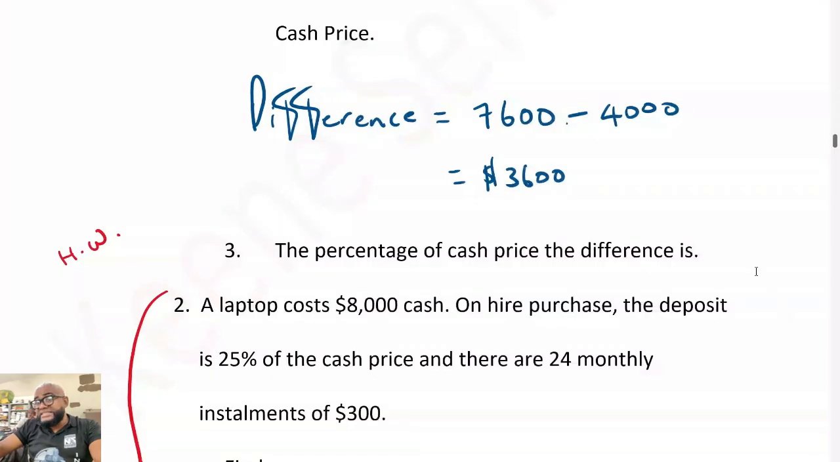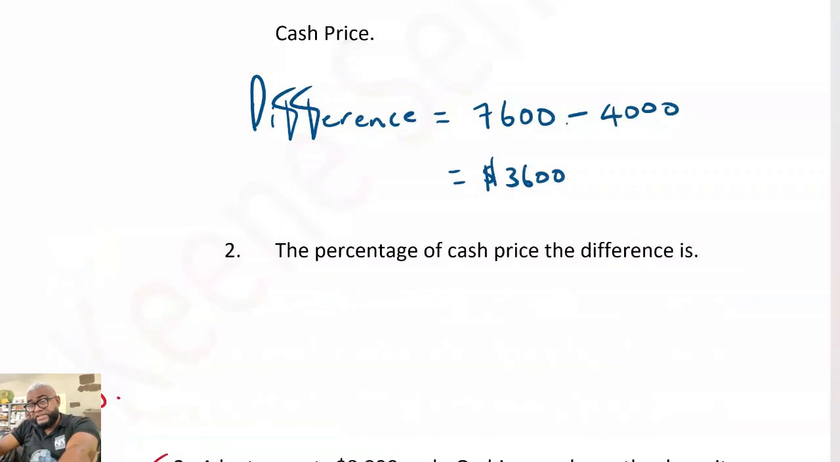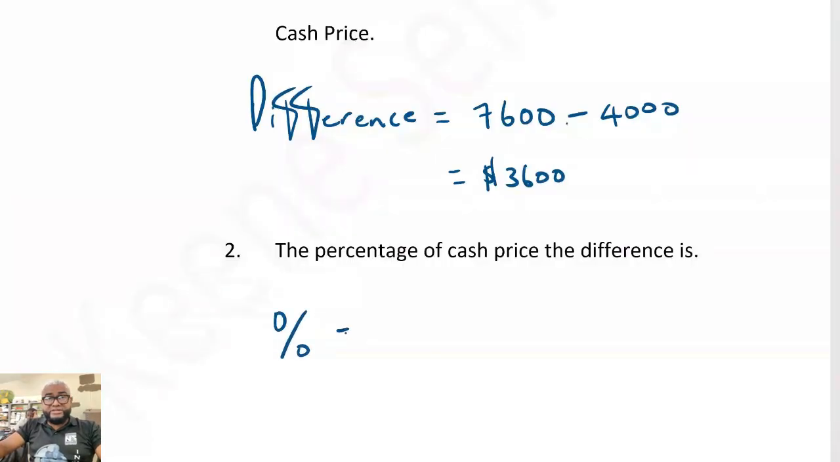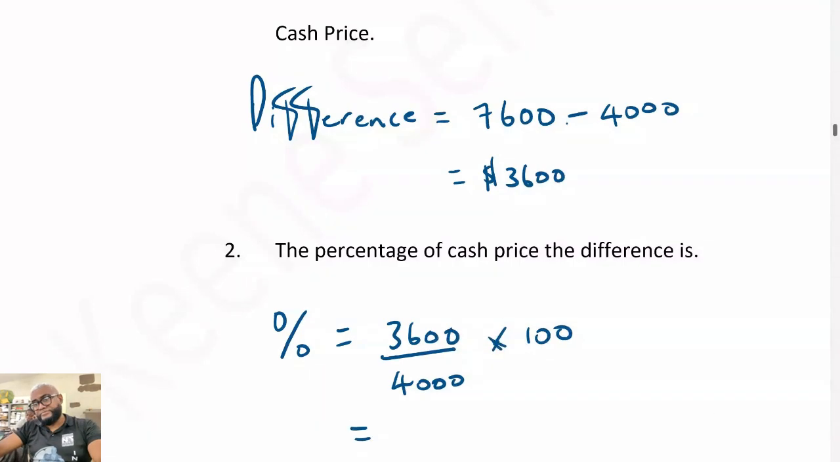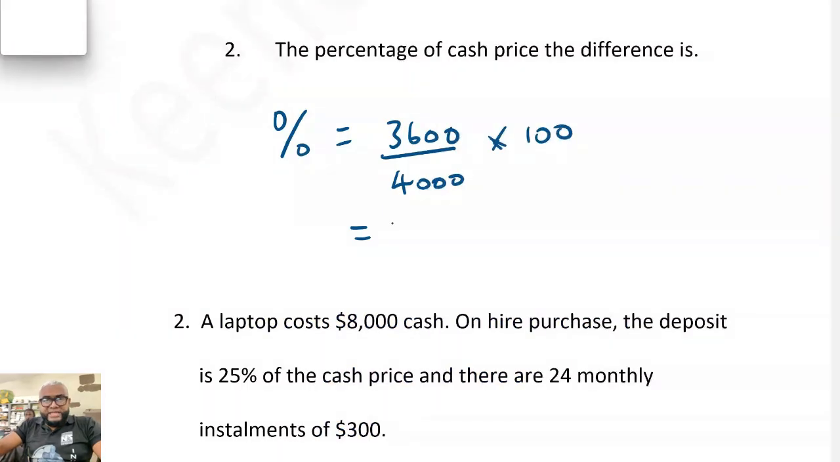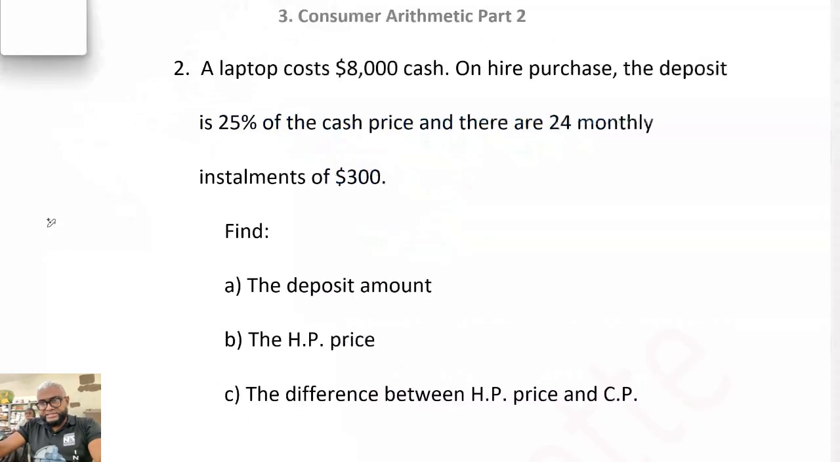The percentage of the cash price, the difference is, right? So it will be is over of. So your percentage would be equal to the difference over the cash price, which is 4,000, multiplied by 100. So what would my percentage be here, my children? So this will be equal to 90%, right? So that will be the first question from our practice questions.